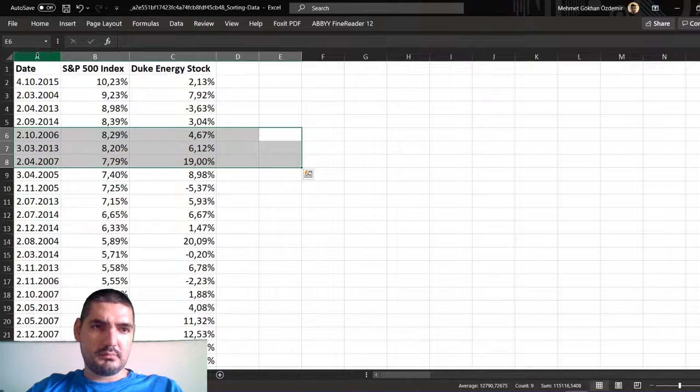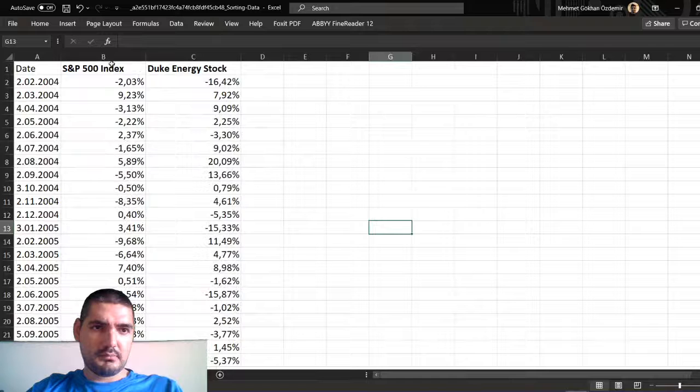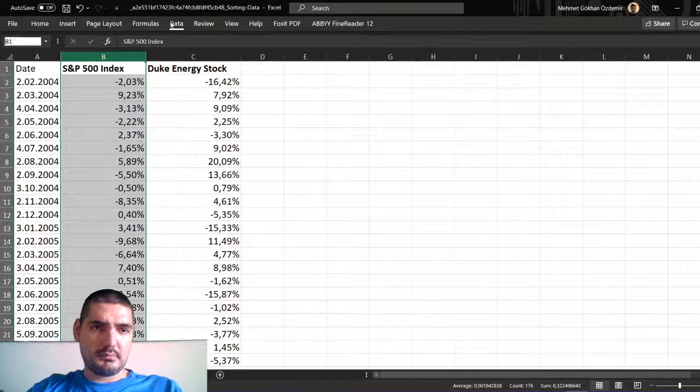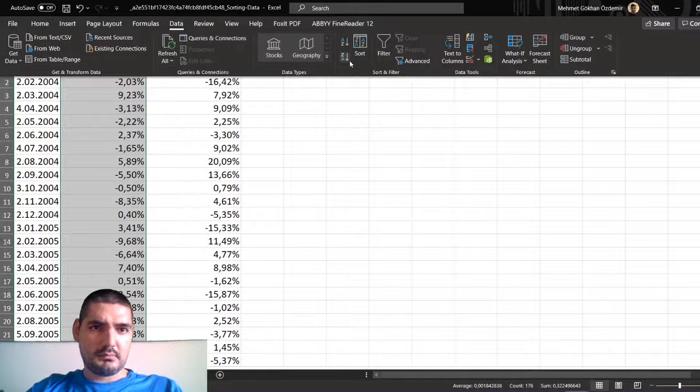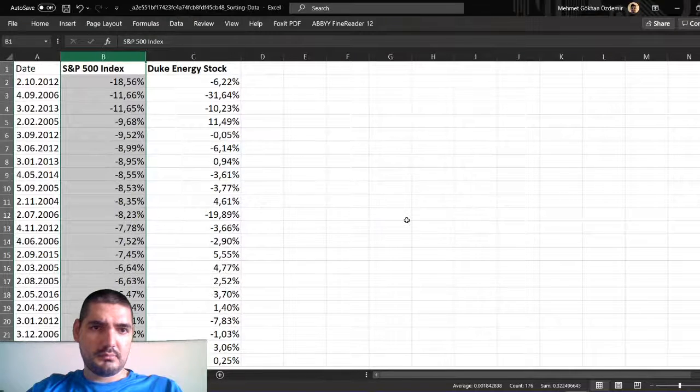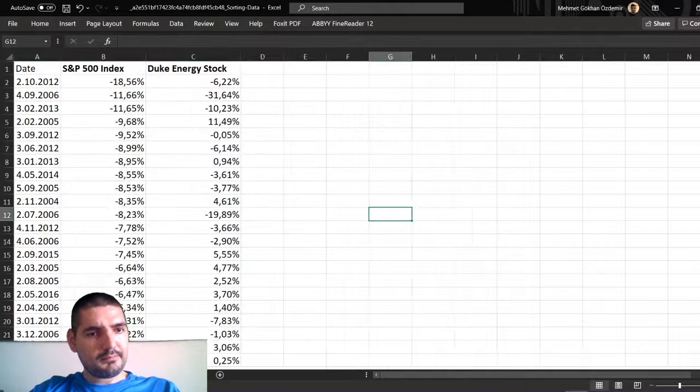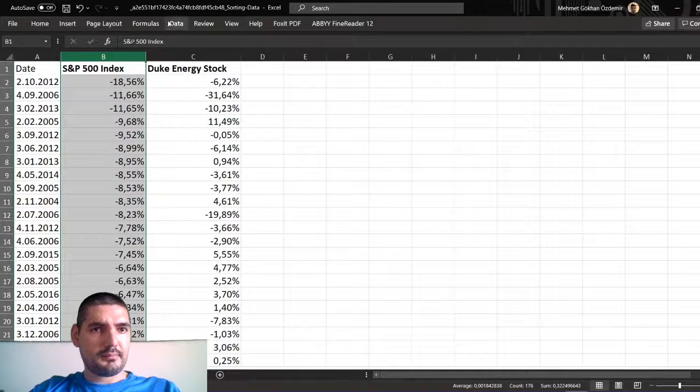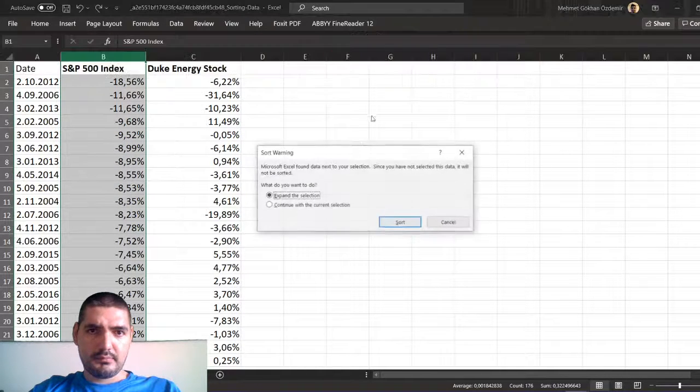The way that I do that is I look at my sort warning here and I say, yes, I want to expand the selection. And what this means is any columns that are touching my current column, meaning they are contiguous with no empty columns to the left or right, will also be sorted based on the ordering for column B.